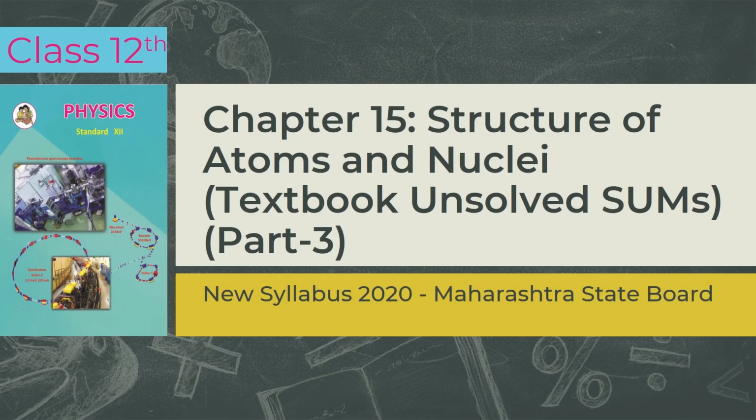Continuing with the lecture series of solving MCQs and sums of class 12th physics, today we'll be covering part 3 of textbook unsolved sums of chapter 15, structure of atoms and nuclei. We have already covered the MCQs and two parts of sum solving. If you have not checked it yet, please check it out by clicking on the top right eye icon. Let us start with the first sum for today.